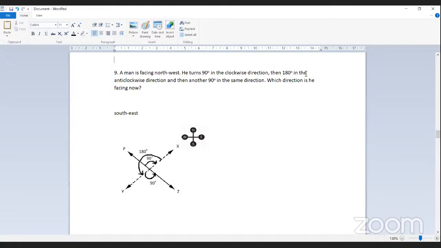Then he turns 180 degrees in the anti-clockwise direction. 180 degrees means exactly turning around. So from here to here, anti-clockwise. Now he's facing southwest. Correct? And then another 90 degrees in the same direction, which means anti-clockwise. Anti-clockwise is like this. So now he's facing southeast. Understood? Anybody who didn't understand? All right.